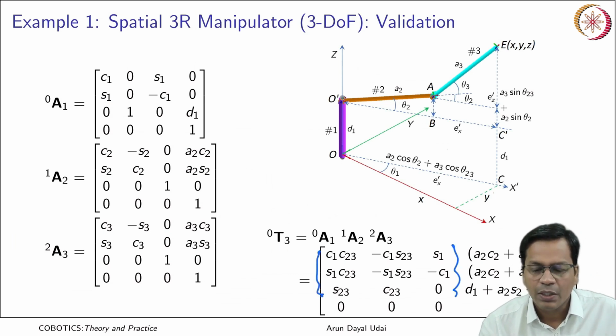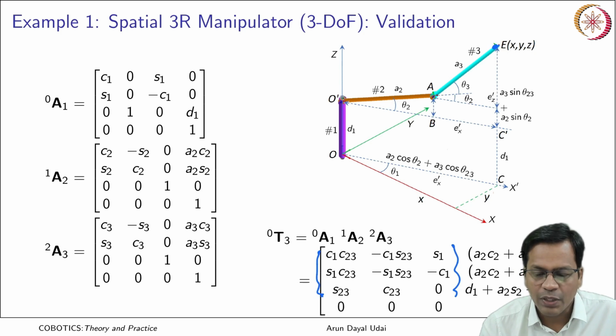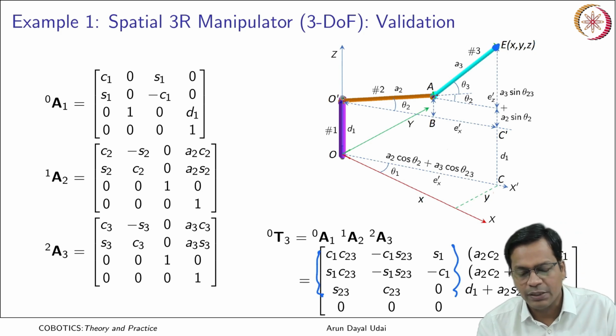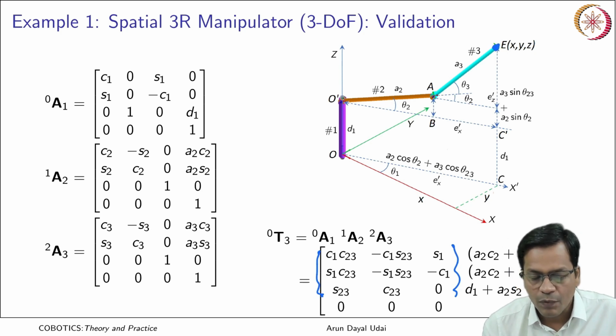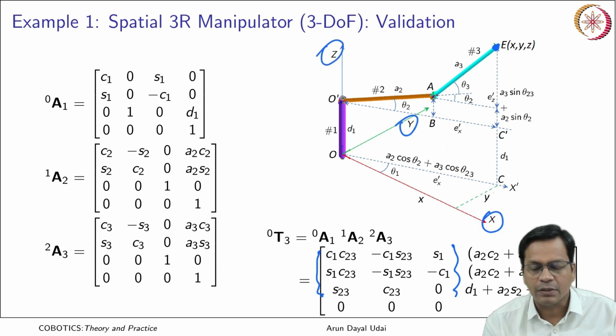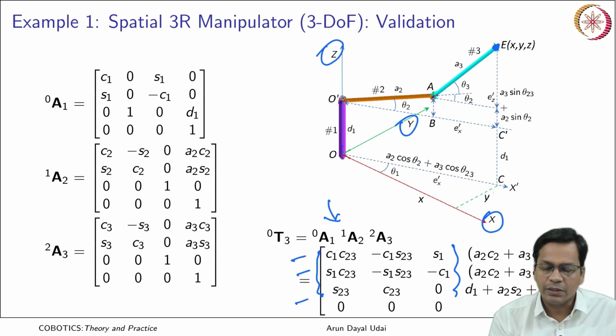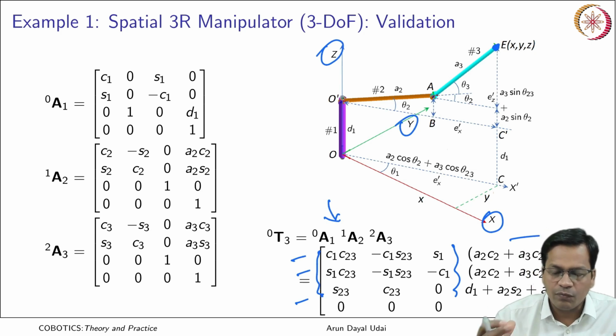What does it tell you? That is the projection of the last frame x, y and z along the global base frame, that is x, y and z, projection of these. So this is the projection of the end effector along x, along y and along z. Okay, and this is your position. So you can validate each one of them.